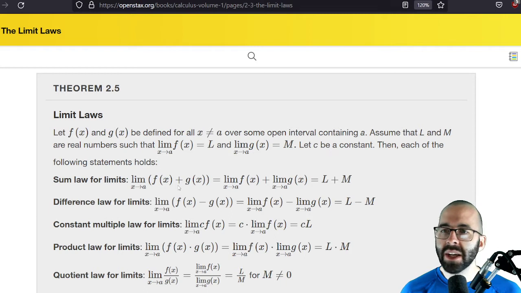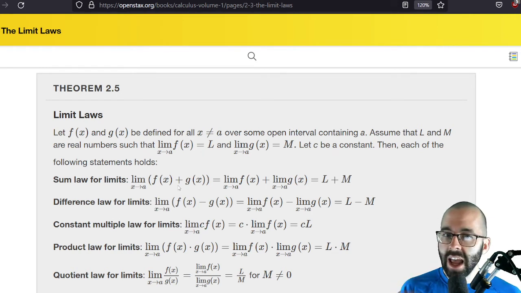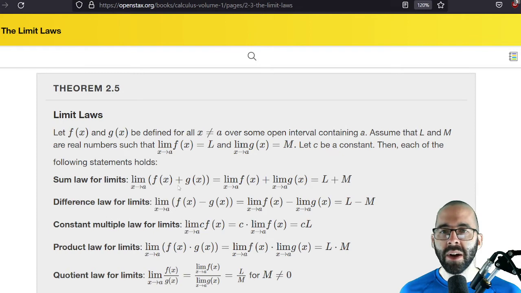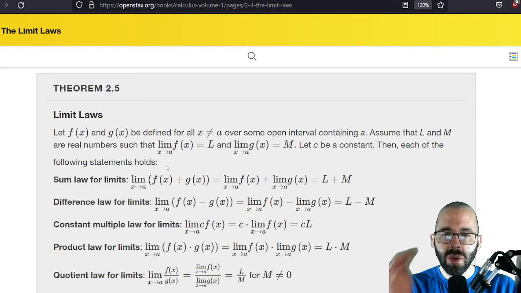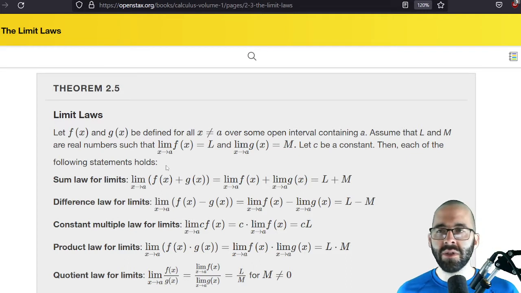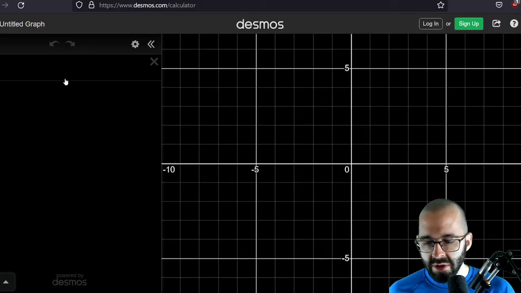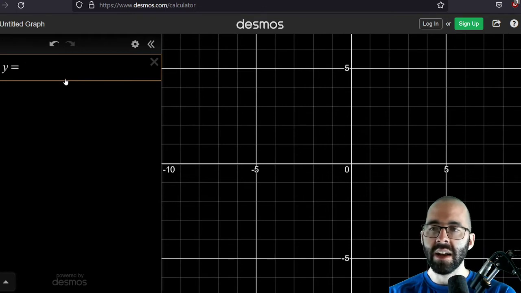So we're going to start at the beginning where it says, let f of x and g of x be defined for all. Let's just start with this first sentence. Let f of x, that's a function, and g of x, a different function, be defined for all x other than a over some open interval containing a. What does that mean? So we're just looking at a small piece. For a limit, we don't need to look at the whole thing. For a limit, we only have to look at a small thing.